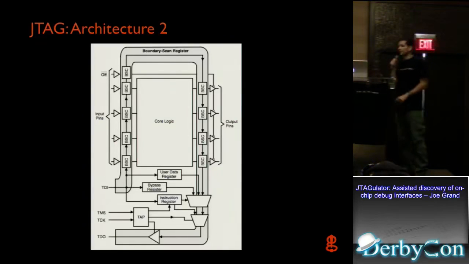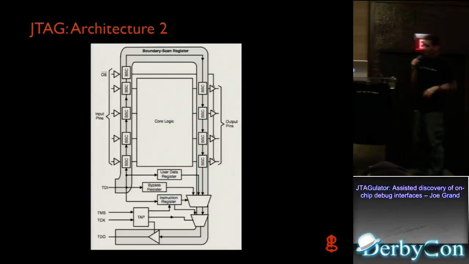Here's a kind of high-level view of what JTAG would look like inside of a part. All of the important stuff's at the bottom, and then you can see the individual I/O pins for the boundary scan register, and the BSC is the boundary scan cell. So there's an individual piece of digital logic that lets you control each of those I/O pins.